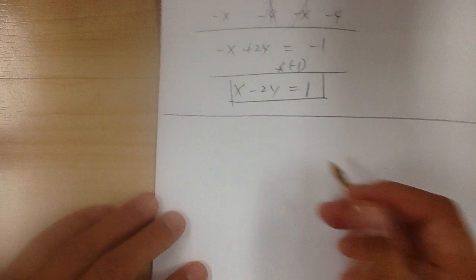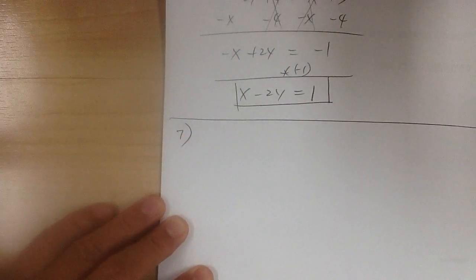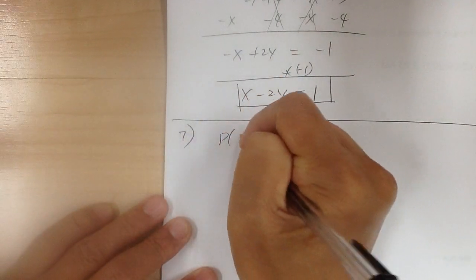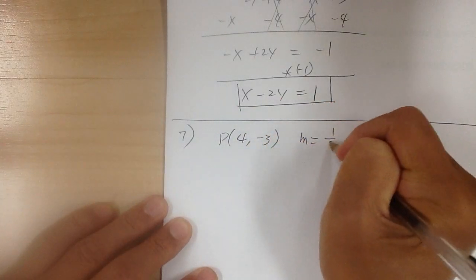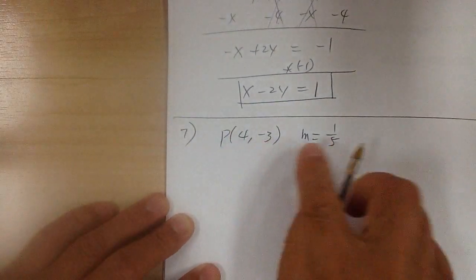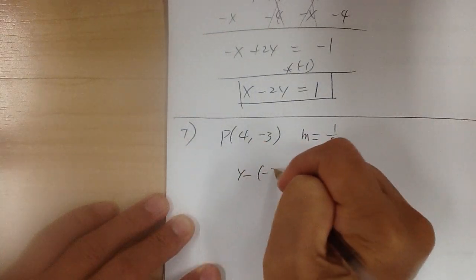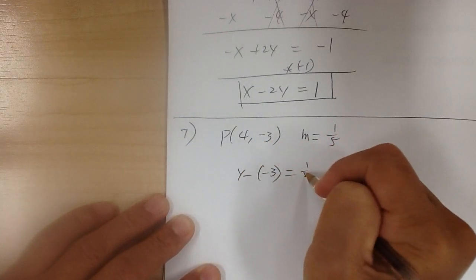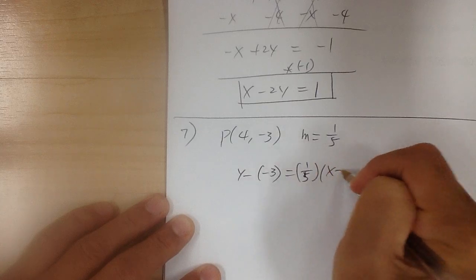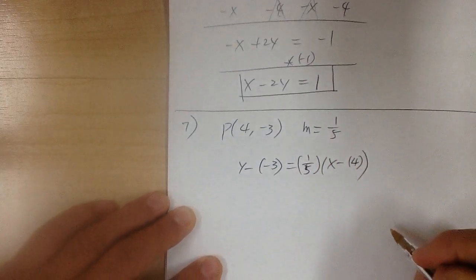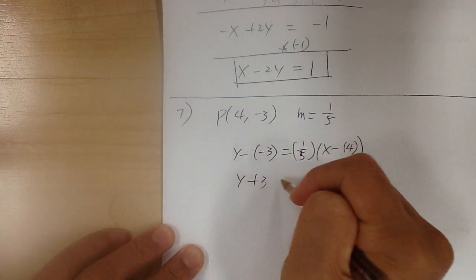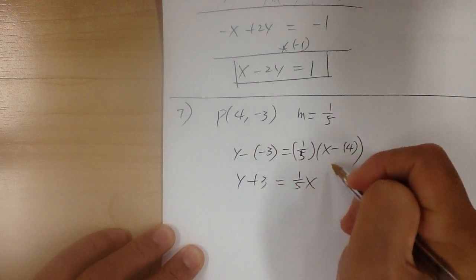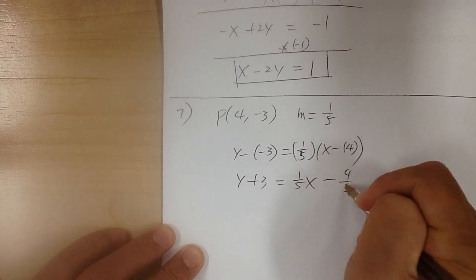Okay, number 7. So the point is (4, negative 3), slope equal to 1/5. Okay, so you can use the point-slope form. So y minus y1 equal to m times x minus x1. Okay, so multiply everything out. So y plus 3 equal to 1/5 x minus 4/5.